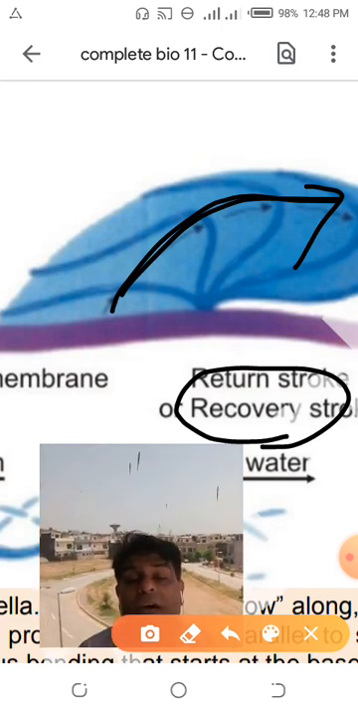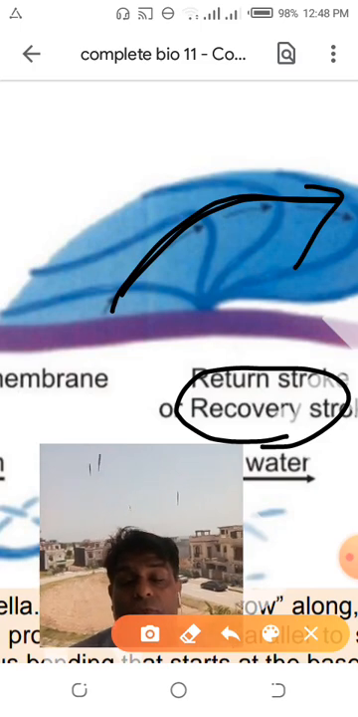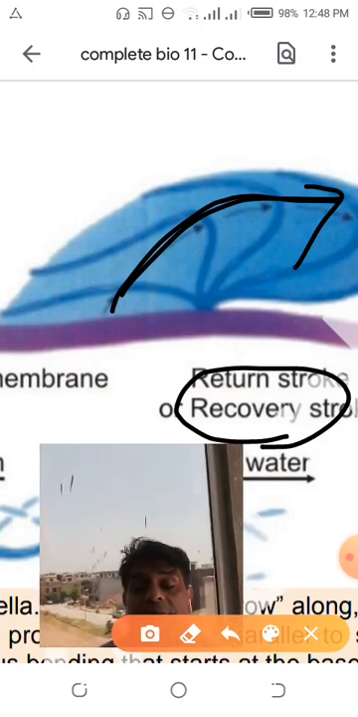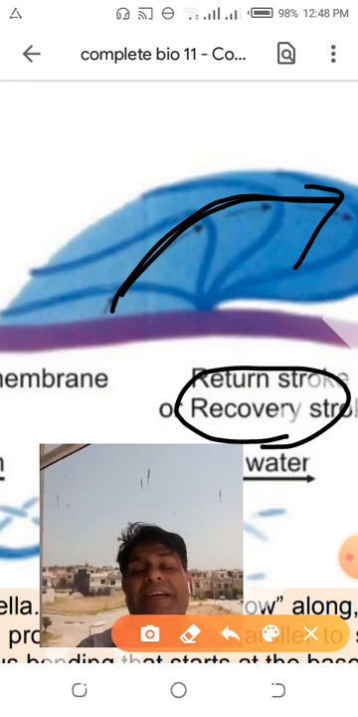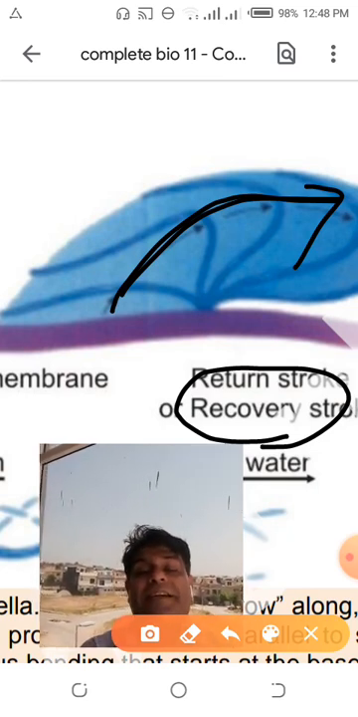I can explain once again. First five contract, last four relax. That is effective stroke, clear? First five relax, last four contract, recovery stroke.